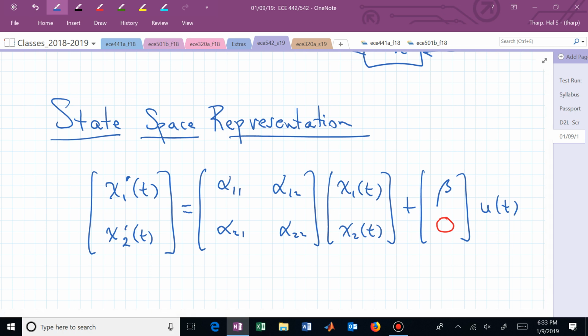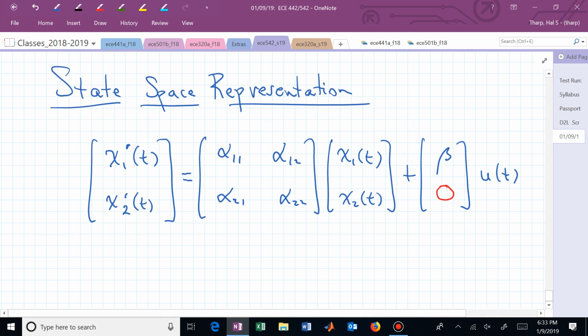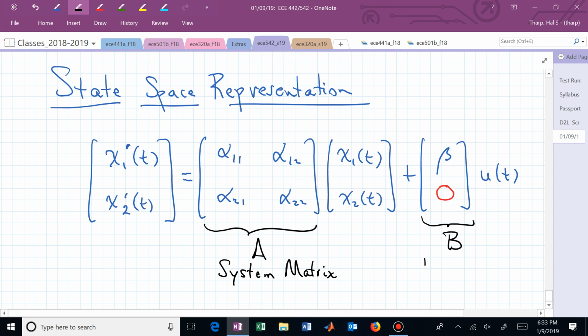This is now our state space representation. We will call this our system matrix and probably refer to it with a capital A. Here is our input matrix, which will be referred to with a capital B.